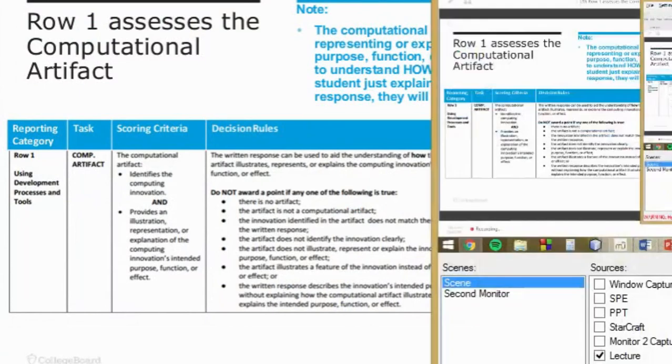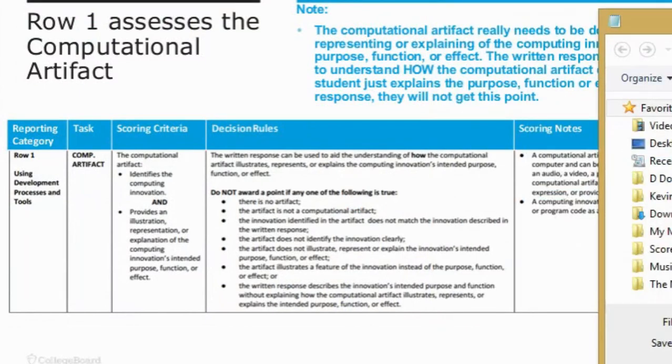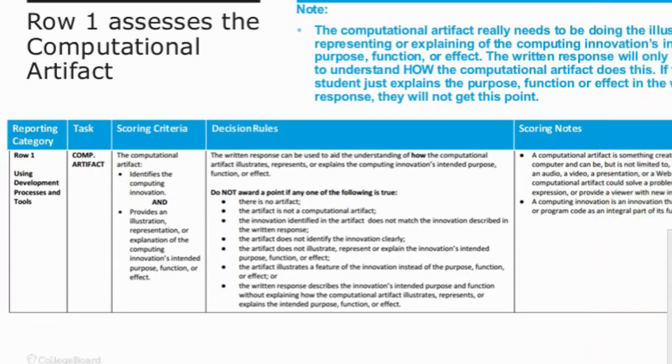The main difference here is that the artifact that the student has to create has to stand on its own a lot more than it did last year. So students were kind of taking the easy way out, and they were providing their explanation of the computing innovation's intended purpose, function, or effect in their written response. And that's no longer going to be acceptable. So if you notice, this is all based on the artifact and not the written response.